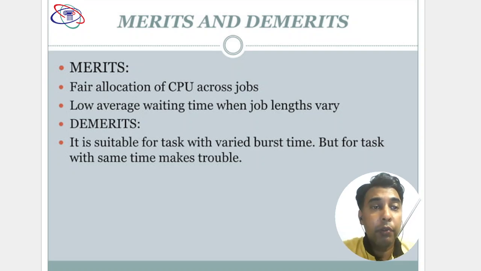The disadvantage of the round robin algorithm is that it is suitable for tasks with varied burst times, but for tasks with the same time it causes trouble.